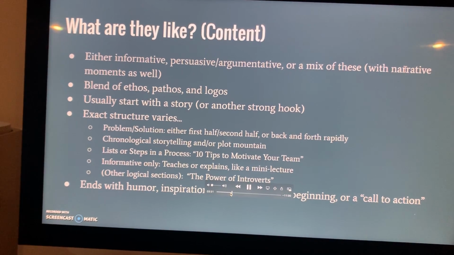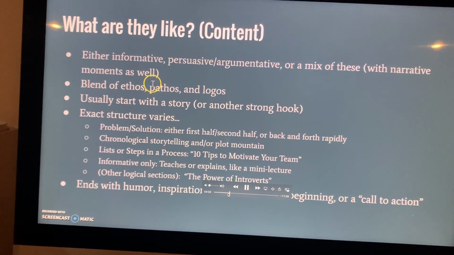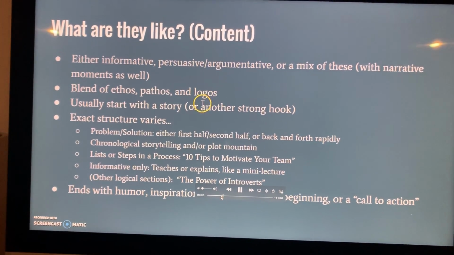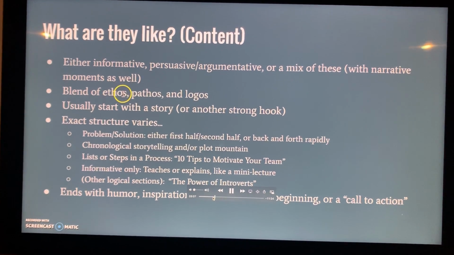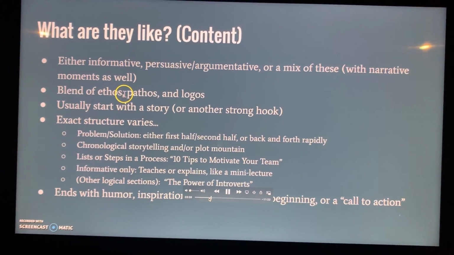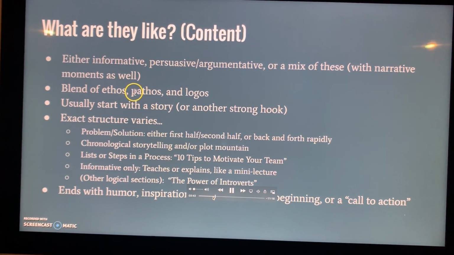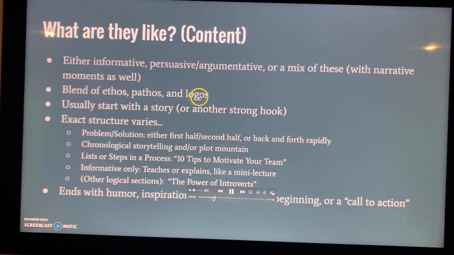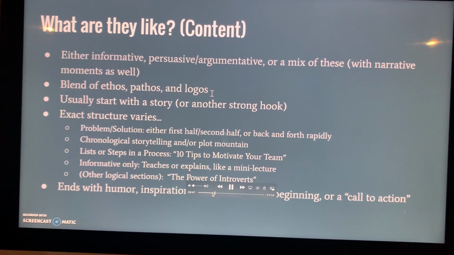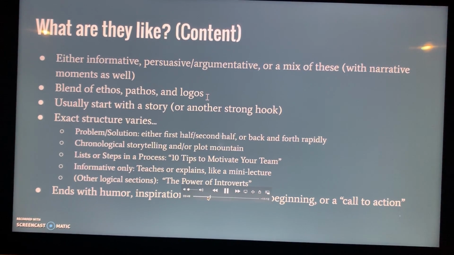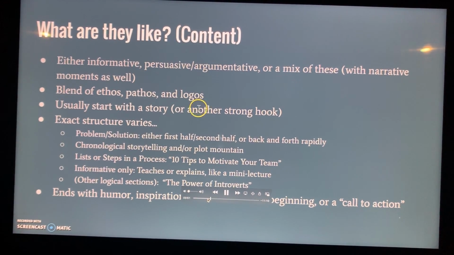Now, if you think back to our commercials, these are going to appeal to emotion, to logic, or to ethics. It could be, however you feel about a topic, it's going to appeal to one of these three or sometimes more. Usually it starts with a story or another way to hook the audience in.